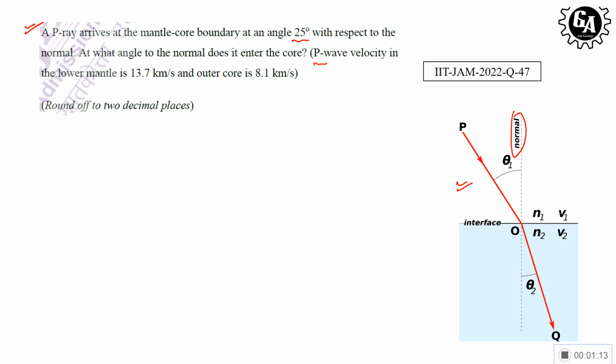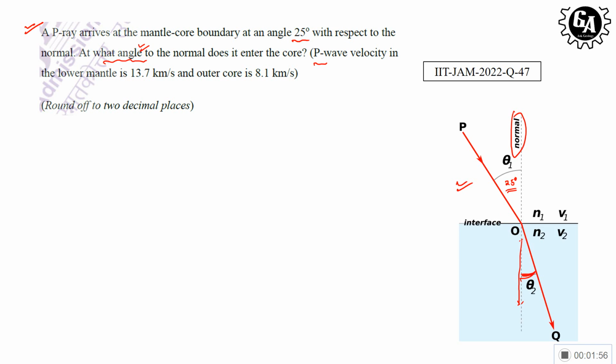Now they have given that this theta 1 is 25 degrees with the normal. Now they are asking about this theta 2. At what angle to the normal? You can see that this is the normal, so from this angle you have to calculate. In Snell's law you know that whatever the measurement, the angle of incidence or angle of refraction, they are measured from the normal. You just don't write down this one, this is not from the normal, you have to measure the angle.